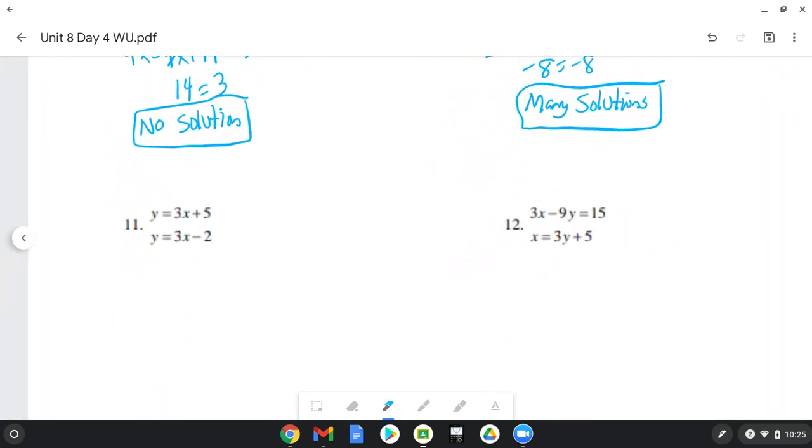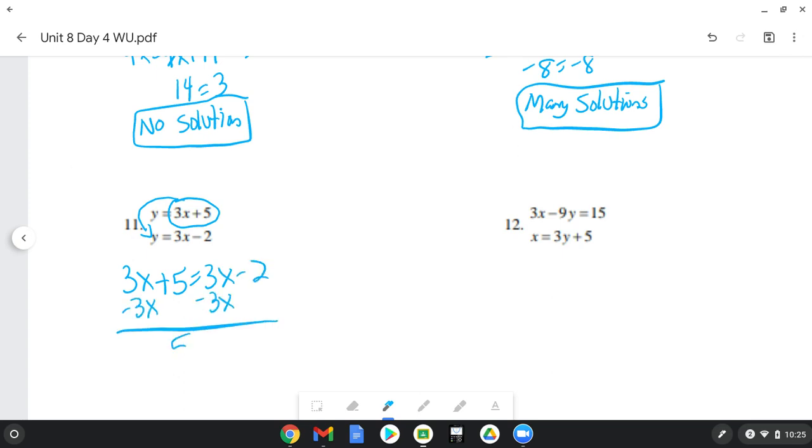All right, and the last two, this is y equals and y equals. So we circle the y equals on the top or the bottom, doesn't matter. Plug it in for the other y. So now we get 3x plus 5 equals 3x minus 2. Subtract 3x, and we get 5 equals -2. Those two are not the same, so this is no solution.